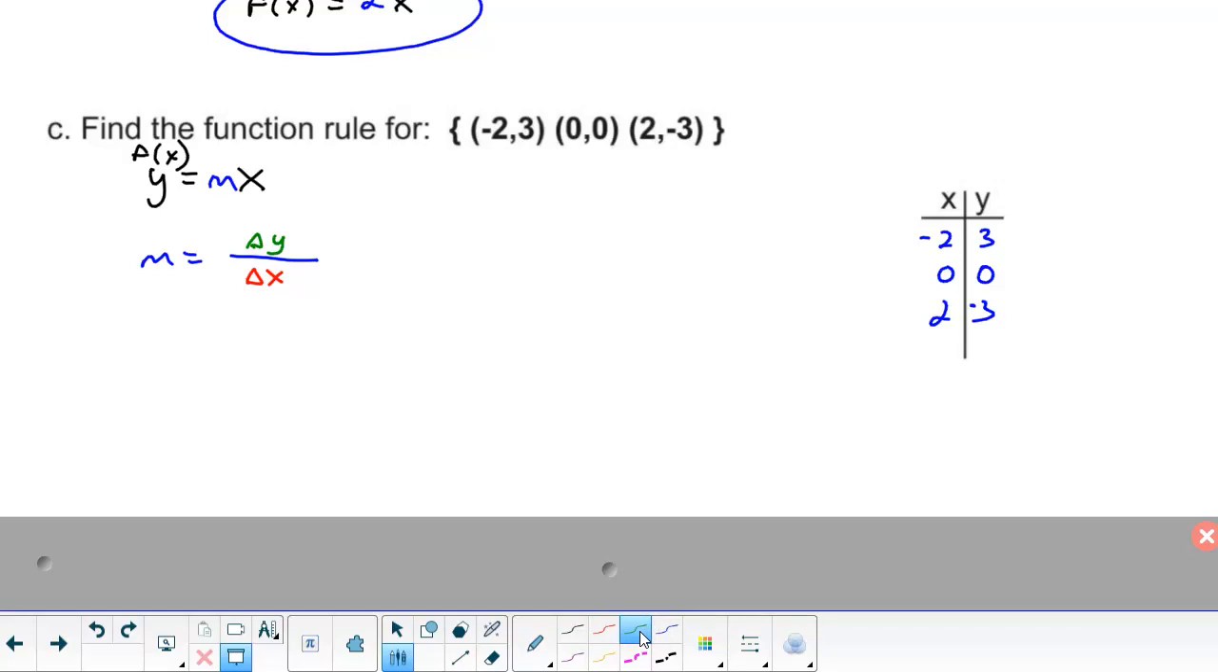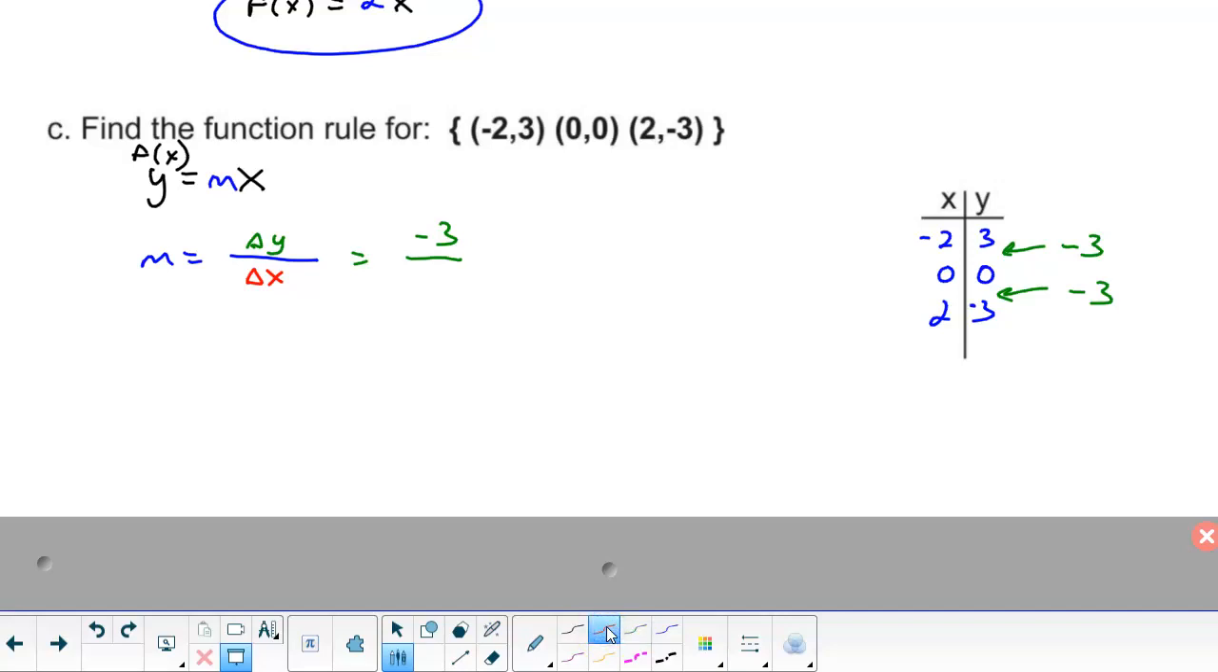So let's analyze the gaps. Let's look at our y gaps. Now be careful. From 3 to 0, what happens? How much did we go? You went -3, right? What about this gap from 0 to -3? Again, you went -3. Good. This has a function rule, and that top value is -3.